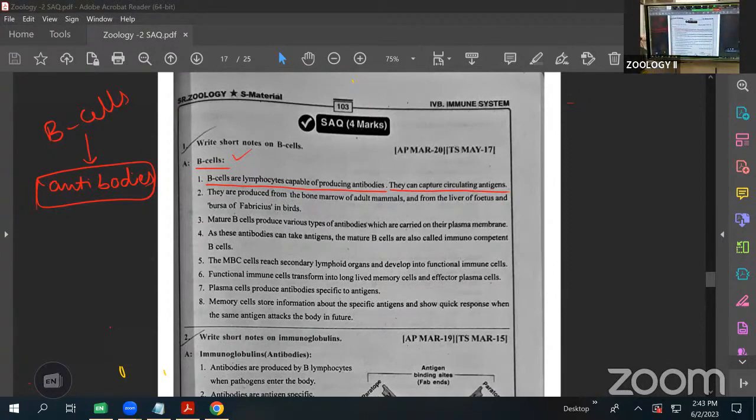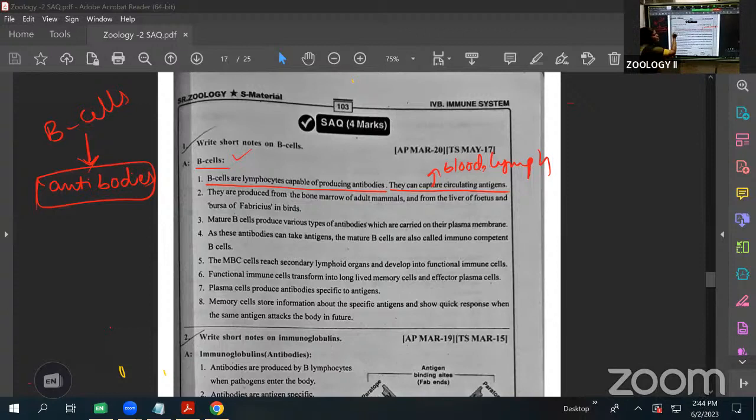There are two types of antigens: circulating antigens and surface antigens. The circulating antigens are present inside the circulatory fluids like blood and lymph. If antigens are present, the B cells recognize them and immediately produce the antibodies. That is the function of the B cells.